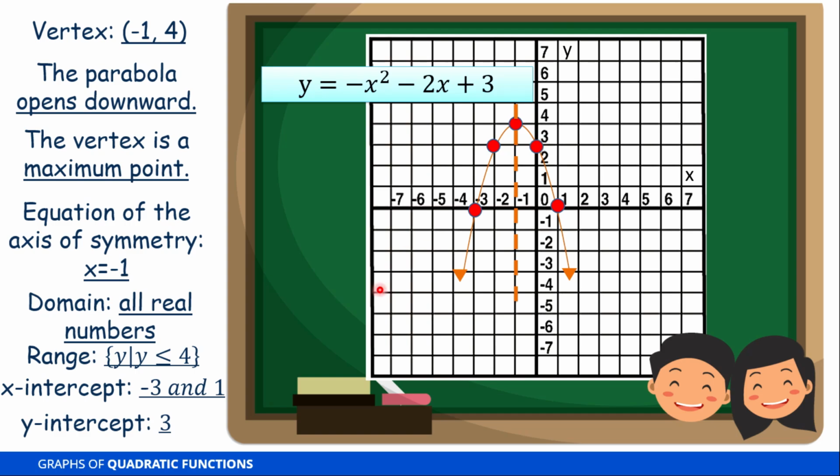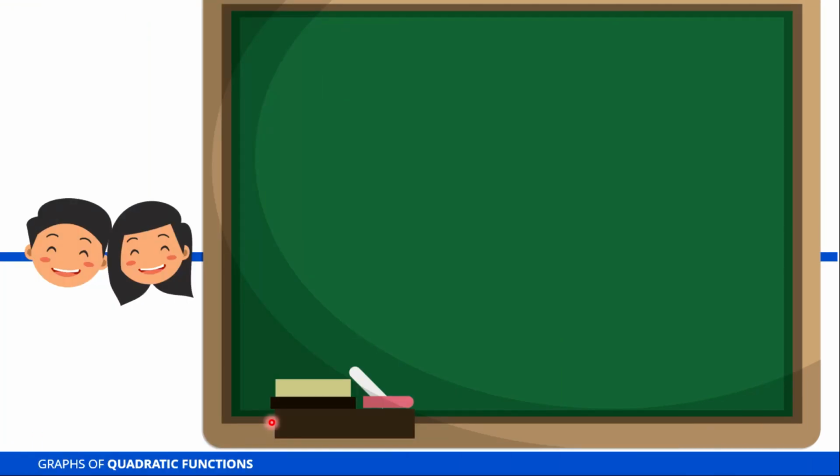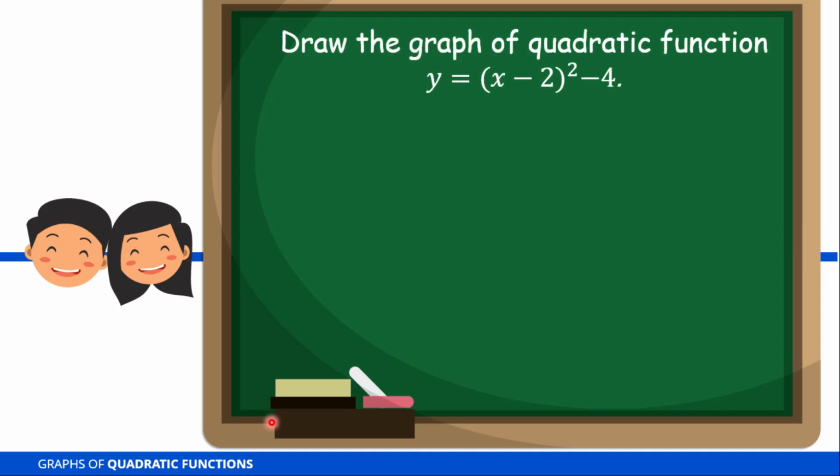Therefore, our y-intercept is positive 3. Let's proceed to our next example. Ang susunod nating igagraph ay y is equal to quantity x minus 2 squared minus 4. Kung kanina naka-general form ang ating quadratic function, ngayon naman ito ay nasa vertex form. Ibig sabihin, hindi na natin kailangang isolve ang h and k using the formula.